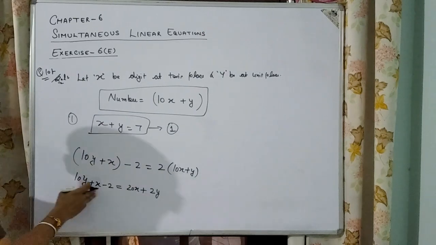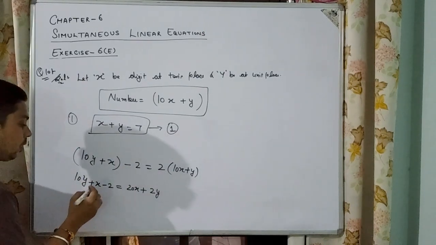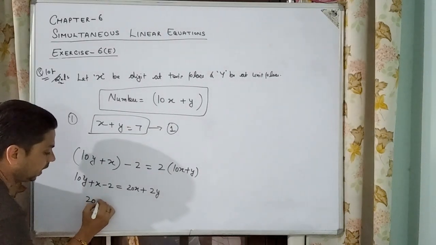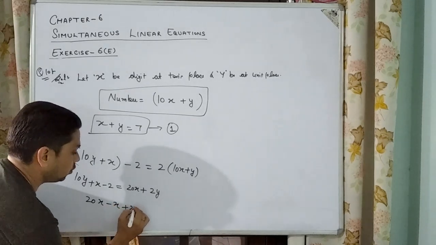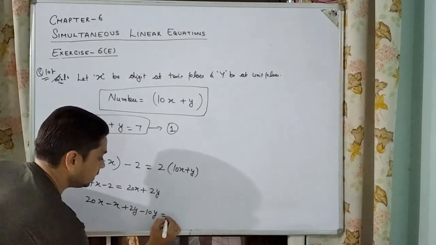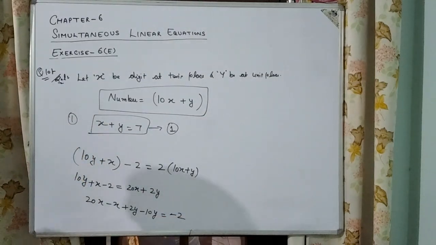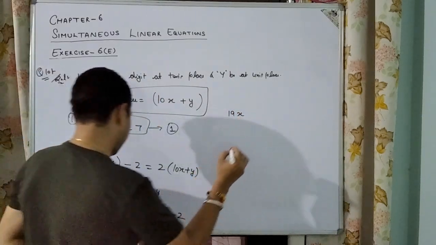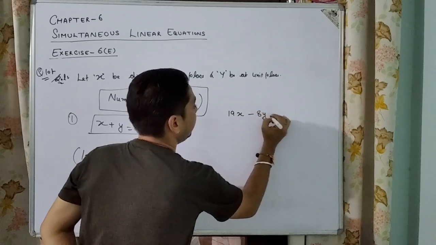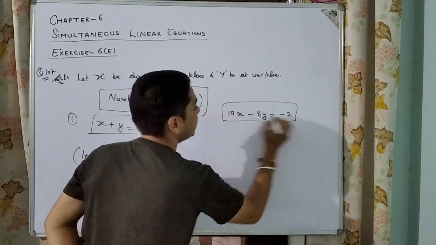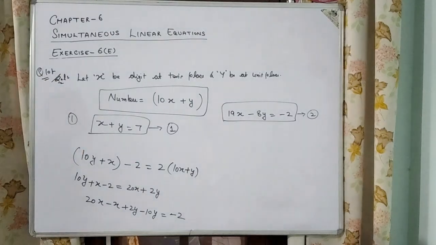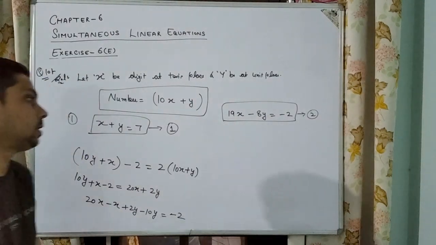So take the terms with x and y on one side and the constant term on the other side. We'll have 20x minus x plus 2y minus 10y, which is equal to minus 2. So what we have is 19x minus 8y, equal to minus 2. This is the second equation that we have: 19x minus 8y is equal to minus 2.